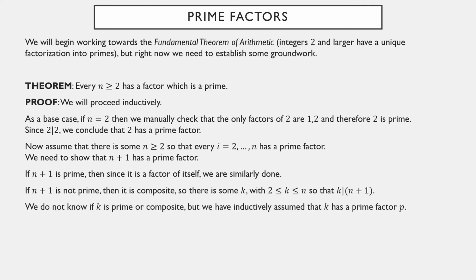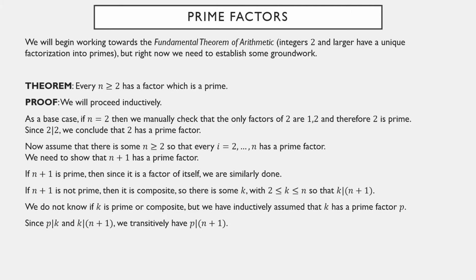We don't know if k is prime or composite. It's just a factor of n plus 1. But our inductive hypothesis was that every number between 2 and n has a prime factor. So k is between 2 and n, and therefore has a prime factor. So k has a prime factor p, but k was also a factor of n plus 1. And factoring is transitive, so p, this prime number, must be a factor of n plus 1. Therefore, n plus 1, if it's composite, has a prime factor.